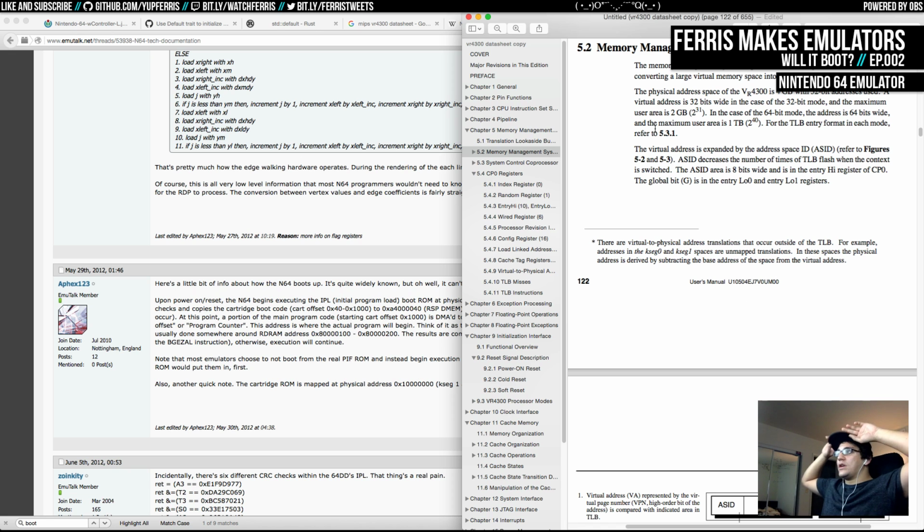So let's go ahead and read through some of this memory management system architecture. Good way to spend a Monday night.